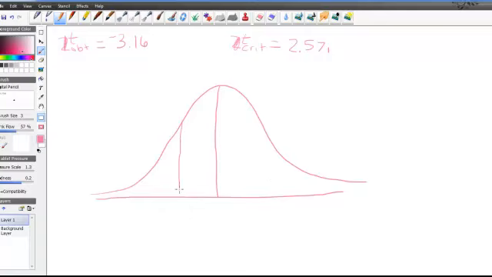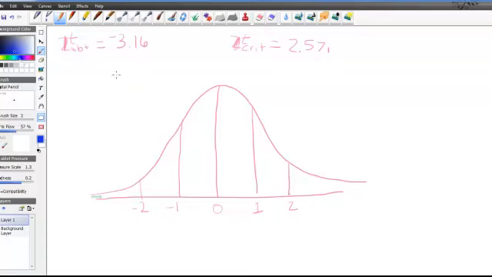So what we're doing here, we have the same kind of things, right? We have 0, we have 1, we have 2, we have -1, we have -2. So our T obtained is -3.16. Let me change that color. So we are way out here, right?